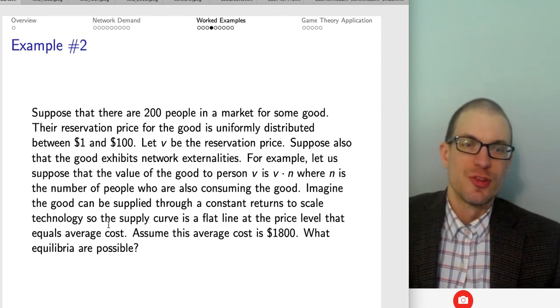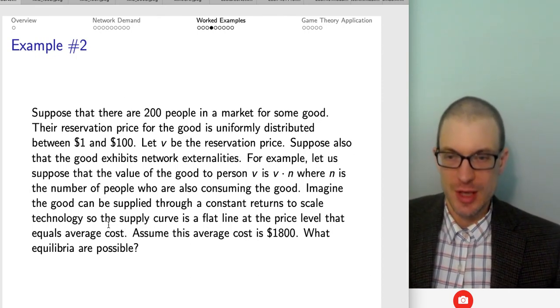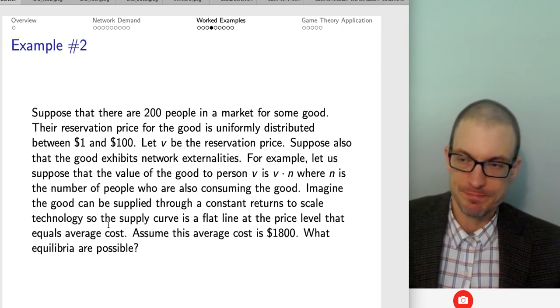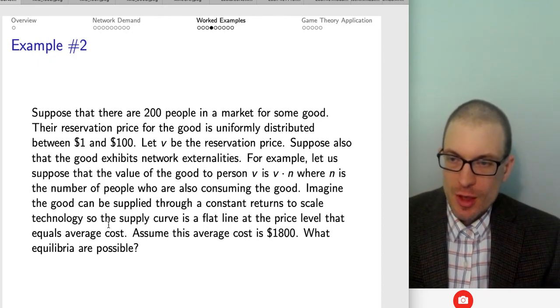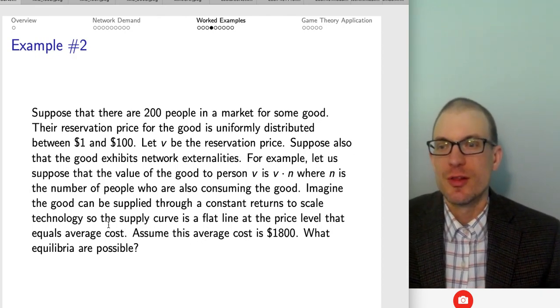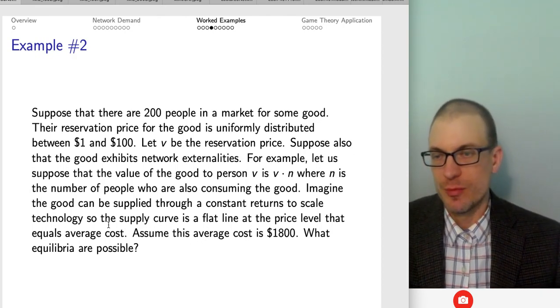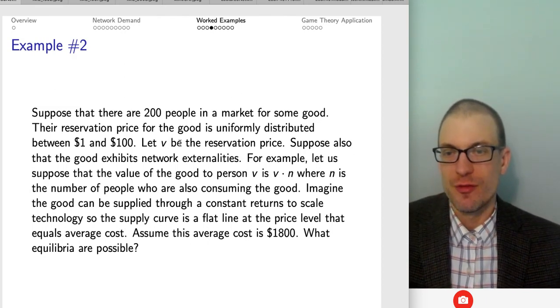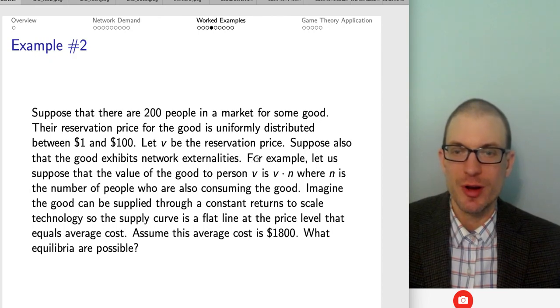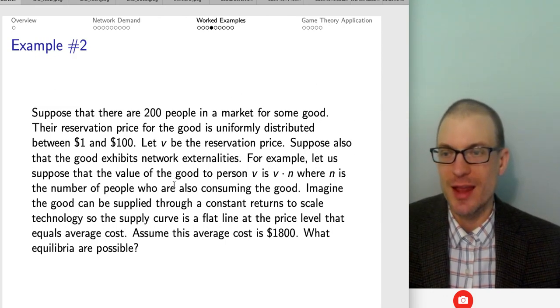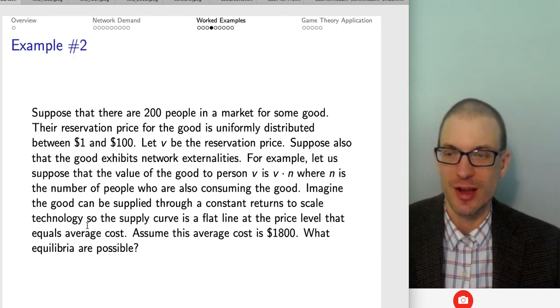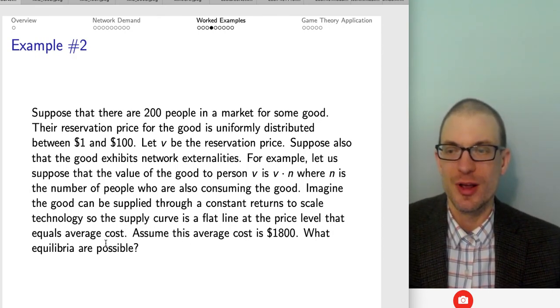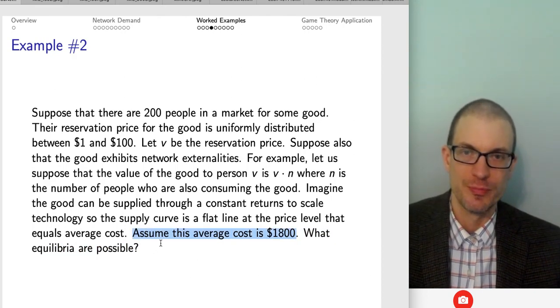Here's another example. This will actually be using our quadratic formula to solve, sort of a review from algebra. So suppose we have 200 people in a market for some good. The reservation price is uniformly distributed between 1 and 100. Suppose we have V as the reservation price and the good exhibits network externalities. For example, let us suppose the value of the good to person V is Vn, where n is the number of people also consuming the good. Imagine this can be supplied through constant returns to scale technology. So the supply curve is a flat line at the price equal to average cost. Assuming that price is 1800, what equilibria are possible?